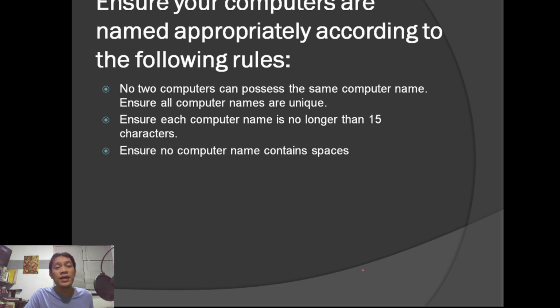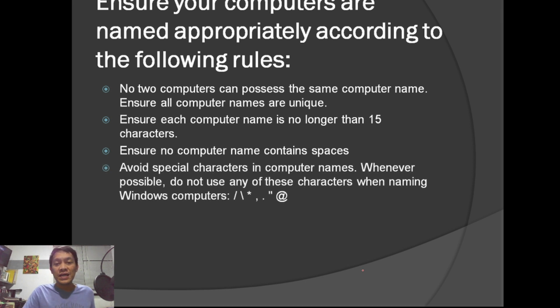Okay, so number three, ensure no computer name contains spaces. So basically, I think it's not accepted when you configure a computer name with spaces. Next is avoid special characters in computer names whenever possible. Do not use any of these characters when naming Windows computers. Okay, as much as possible, just stick with characters, or you can, but I think the only special character that is allowed is the dash. As much as possible, avoid special characters in your computer name.